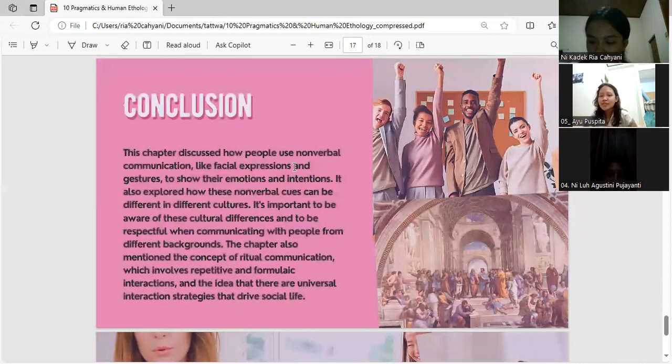All right, before we end this presentation, let me read the conclusion of today's material. So everyone, in this chapter, we discussed how people use nonverbal communication like facial expressions and gestures to show their emotions and intentions. It also explored how these nonverbal cues can be interpreted differently in different cultures. It is important to be aware of these cultural differences and to be respectful when communicating with people from different backgrounds. This chapter also mentioned the concept of ritual communication, which involves repetitive and formulaic interactions, and the idea that there are universal interaction strategies that drive social lives.